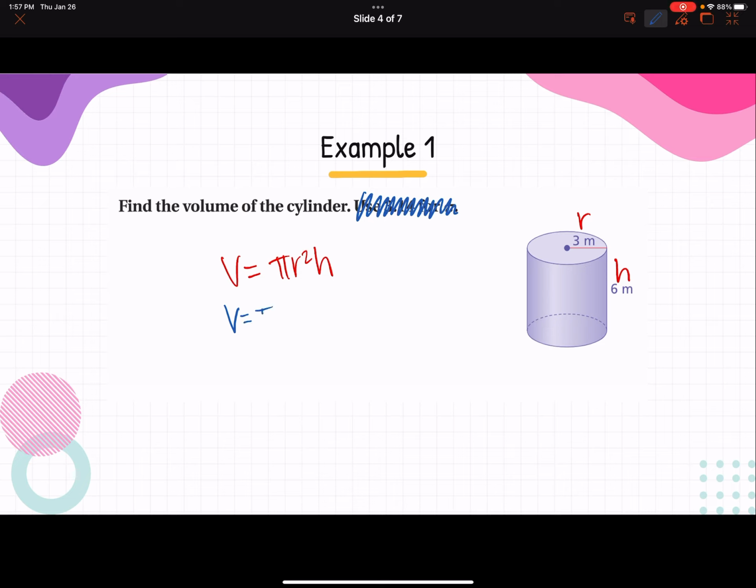And when I do that, I've got pi times r, which is 3 squared, times h, which is 6. I'm going to type that into my calculator. So pi button times 3 squared times 6. And that gives me 54 pi.